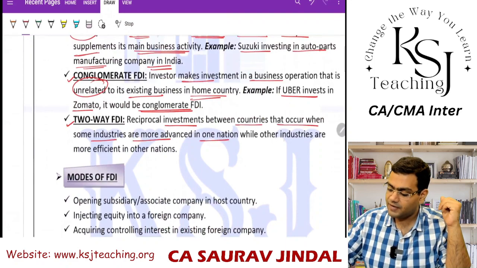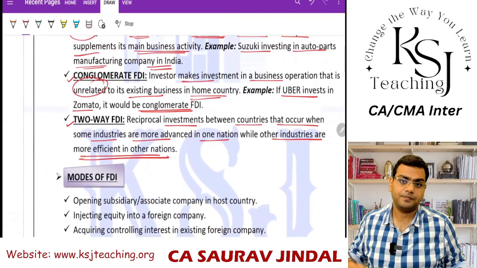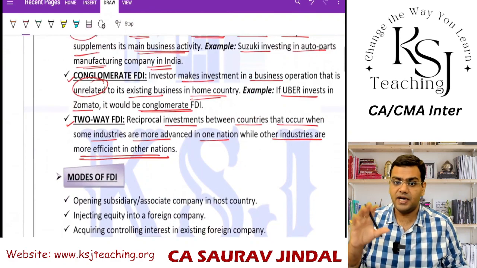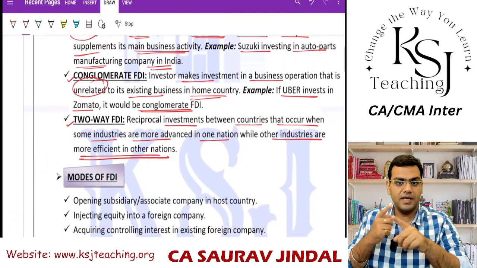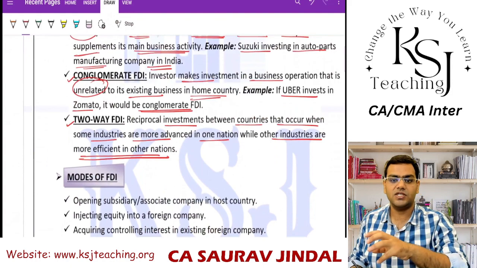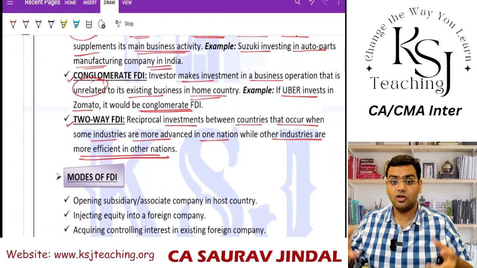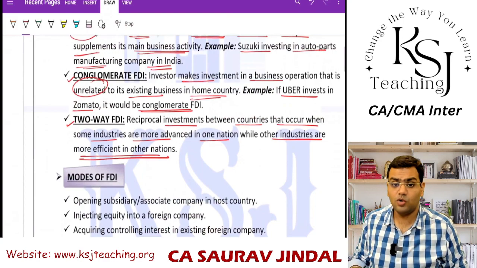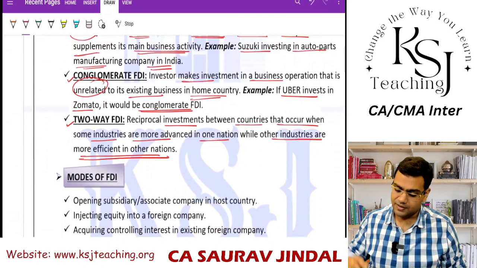Two-way FDI. Two-way FDI is the reciprocal investments between the countries that occur when some industries are more advanced in one nation while other industries are more efficient in the other nation. For example, in USA you will get the capital intensive industries. In India you will get the labor intensive industries, right? So they can cross exchange. If the USA wants to invest in the labor intensive market, they can invest in India, and if India wants to invest in the capital intensive markets to get the technological advancement and all those things, India can invest in USA. Clear? That is a two-way FDI. That means two countries investing in each other. It is not a one-way traffic.